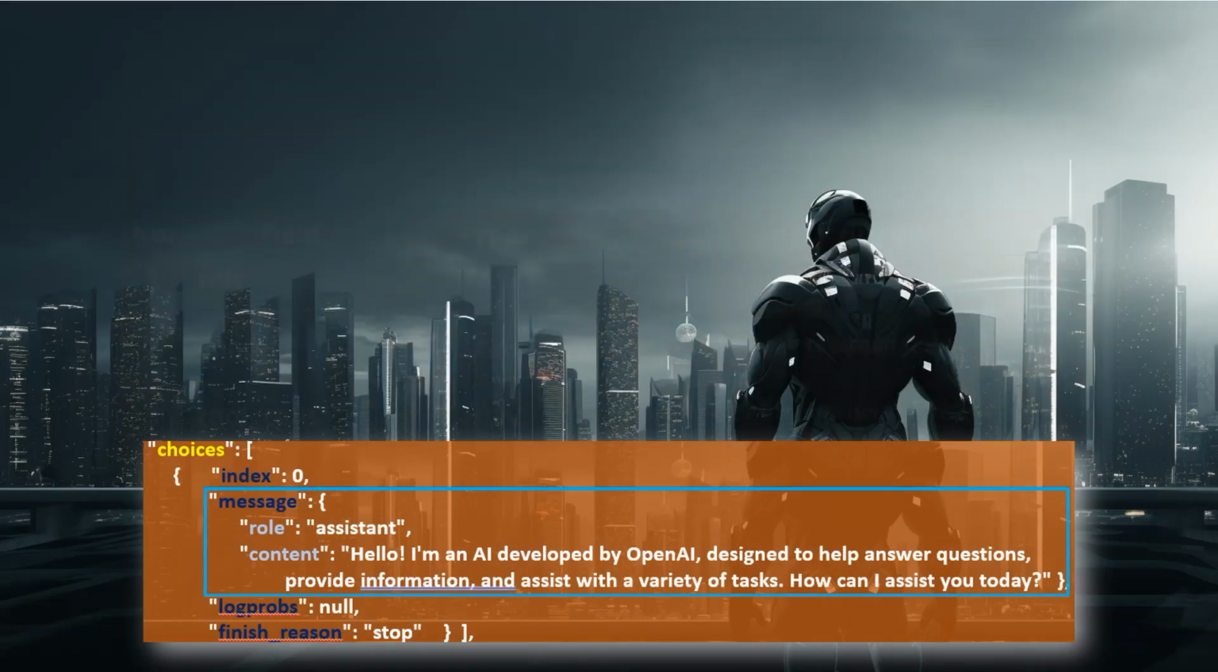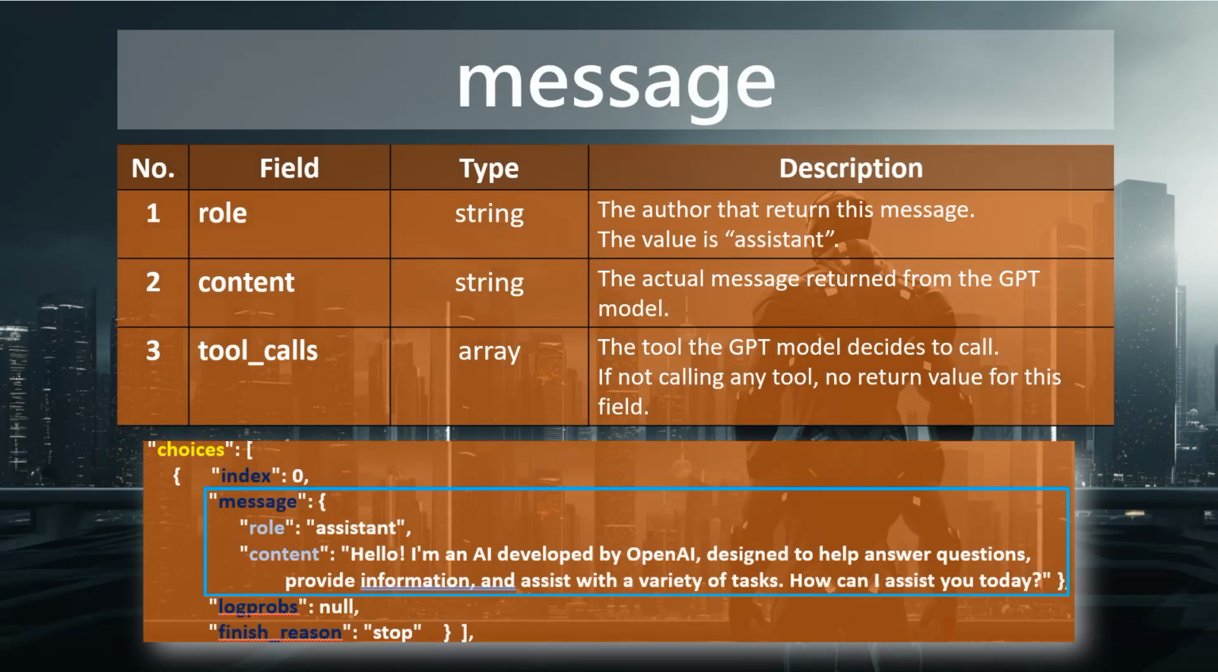Message is an object like the message parameter of a request body object. It contains at least a role and a content field. The value of the role field will always be assistant, because whenever a message is returned from the GPT model, the role is assistant. The content field holds the message returned from the model to you. Actually, there's a third field not shown in this example.